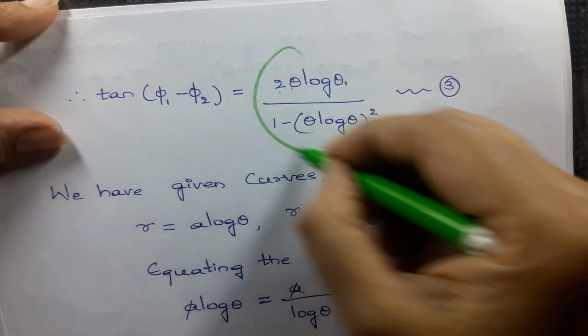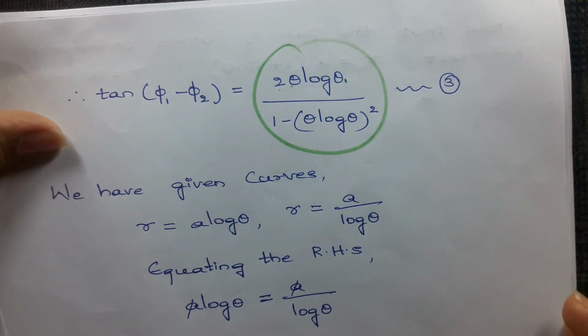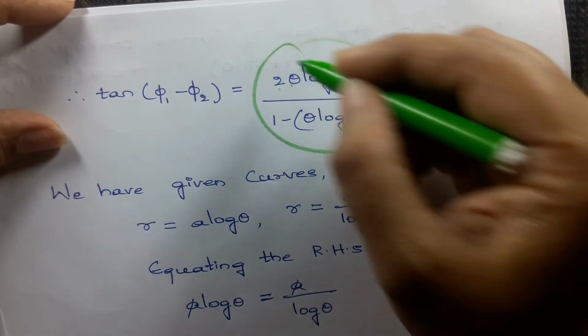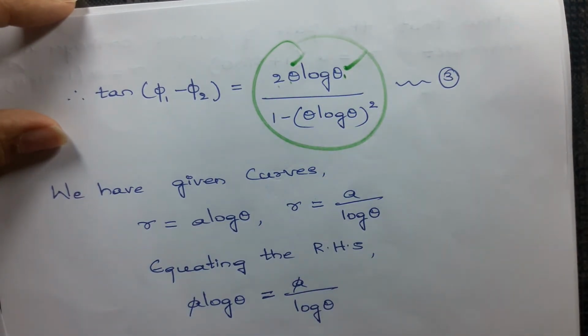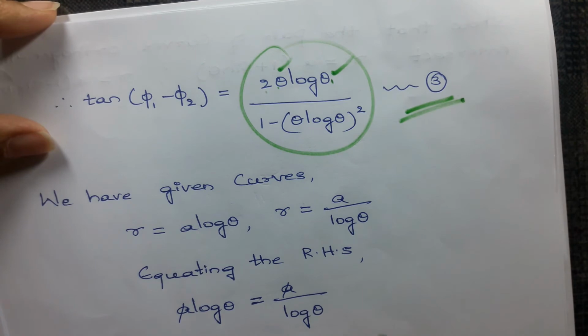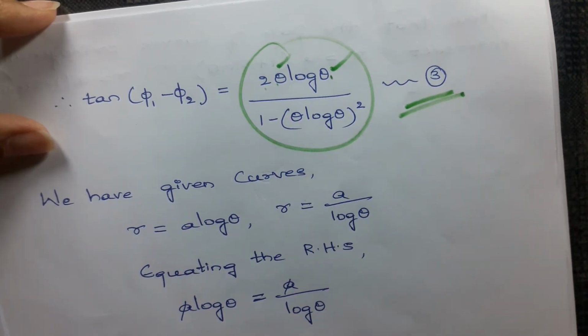But using this expression, I cannot find out the angle between the two polar curves easily because we have unknown quantities. What is theta here? I don't know what theta is. So I have to find out what theta is and substitute back into this equation. Call this equation 3. If you substitute back into this equation, that gives the angle of intersection of the two polar curves.